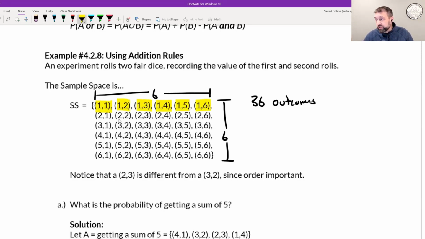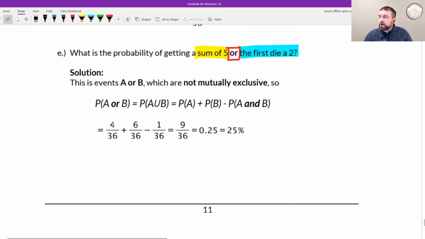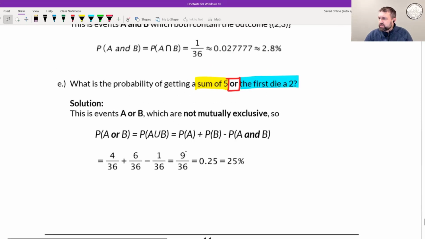If you're rolling 2 six-sided dice, you could roll a 1-1, a 1-2, a 1-3, a 1-4, 1-5, 1-6. Or you could roll a 4-1, a 4-2, a 4-3, a 4-4, 4-5, 4-6. They're all listed here. The first die is the first number, and the second die is the second number. So you're rolling 2 dice simultaneously. And what we'd like to know is, what is the probability of getting a sum of 5 or the first die being a 2? Let's go up and look at this.